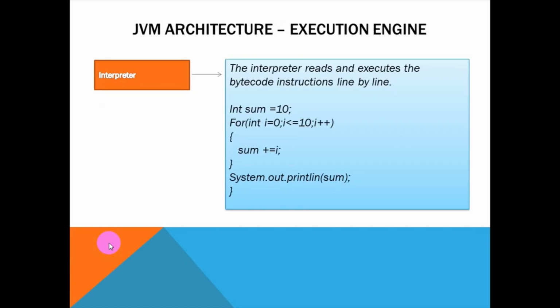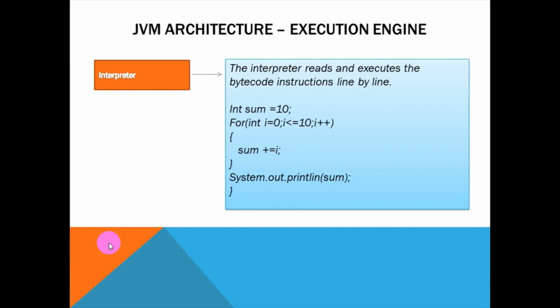Interpreter. The interpreter reads and executes the bytecode instructions line by line. Due to this line by line execution, the interpreter is comparatively very slow. A disadvantage of the interpreter is that when a method is called multiple times, every time a new interpretation is required.